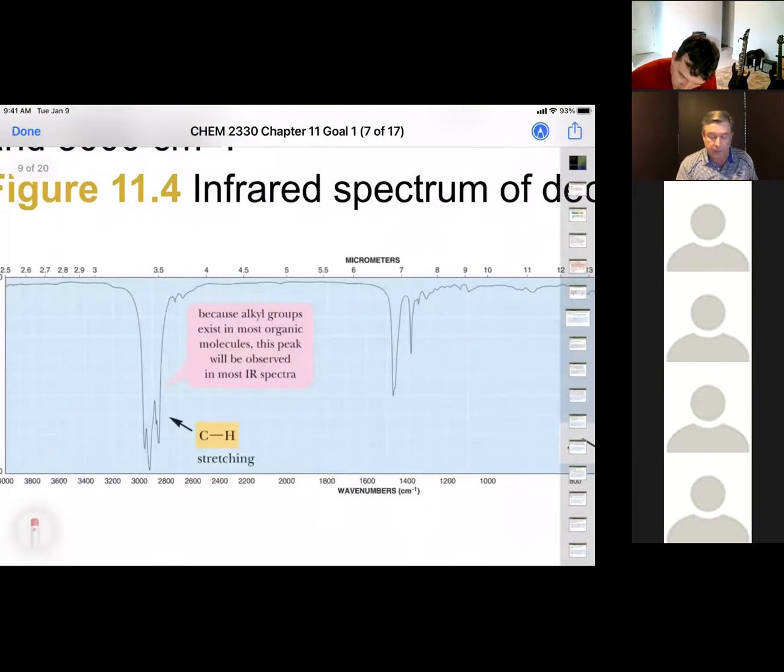Okay. So we have our carbon-hydrogen bond right here. And notice it's below 3000. All alkanes are below 3000. Okay, so that's good for us. And then we have a medium peak here, and that's our carbon-carbon single bond right here.